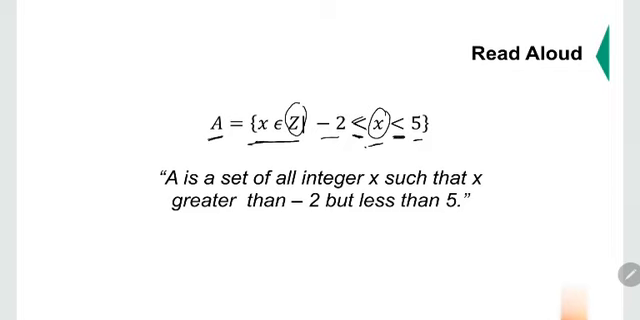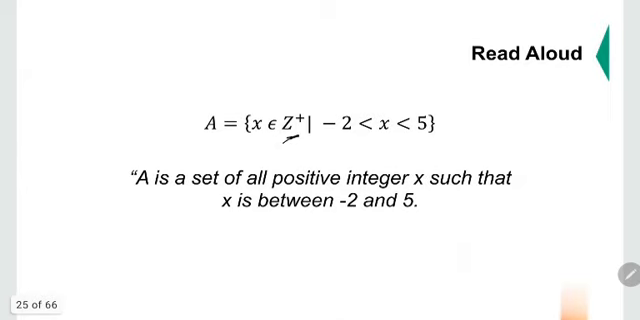So, ano mga numbers yon? Ano mga integers rather? Yung greater than -2. -1, di ba? 0, di ba? But also less than 5. Oh, 1 is still less than 5. 2, 3, and 4. So, if we use the roster, we're going to get this.